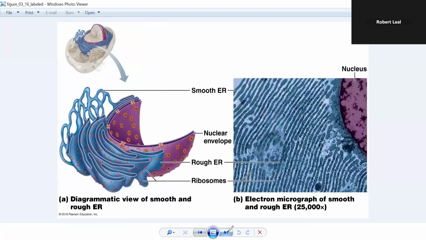All right, we're looking at a picture of the rough endoplasmic reticulum down here. It's considered rough because it's embedded with ribosomes. And the function here, the rough endoplasmic reticulum, is to modify proteins by, like, adding sugars.